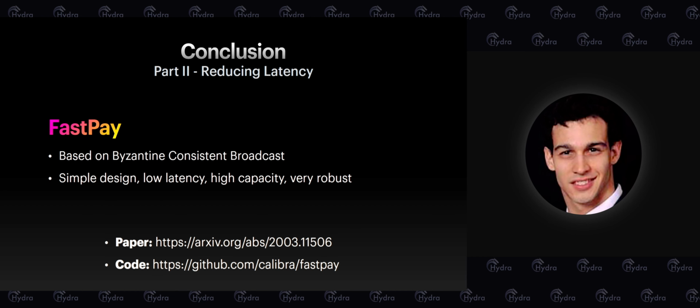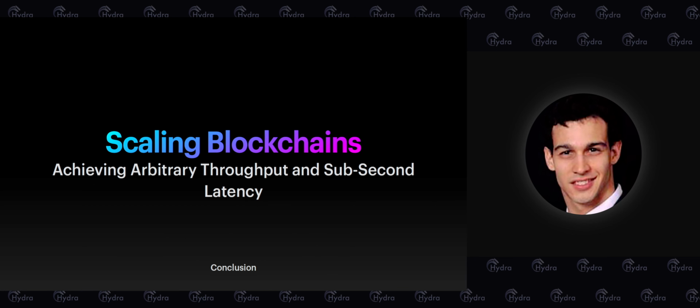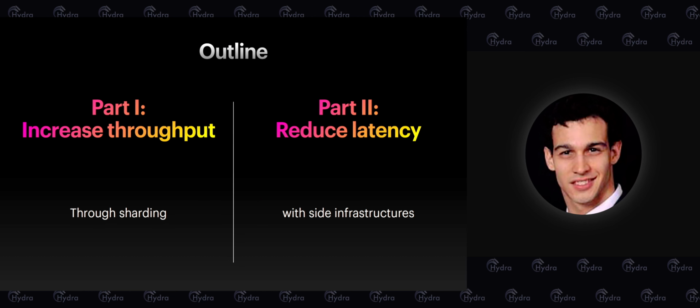And so that's the conclusion of part 2. FastPay foregoes consensus using consistent broadcast. It has a simple design, low latency, high capacity, and it is very robust. So this is the general conclusion of the 2 parts. Part 1 was about increasing throughput using sharding. And the second part was about reducing latency using a side infrastructure. That was the FastPay system.